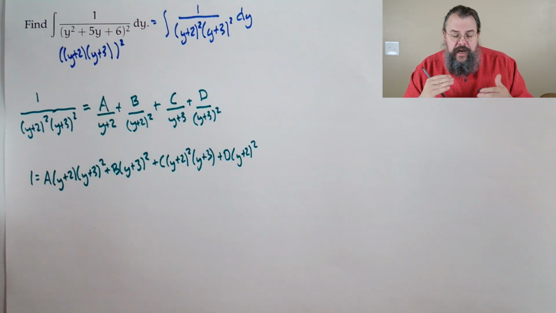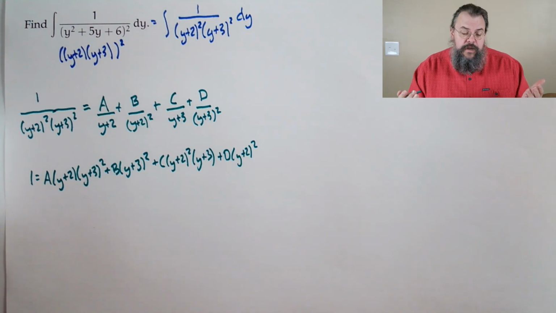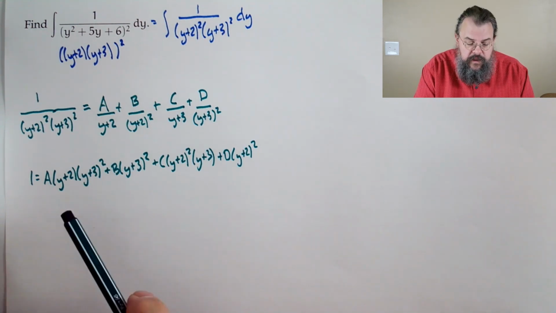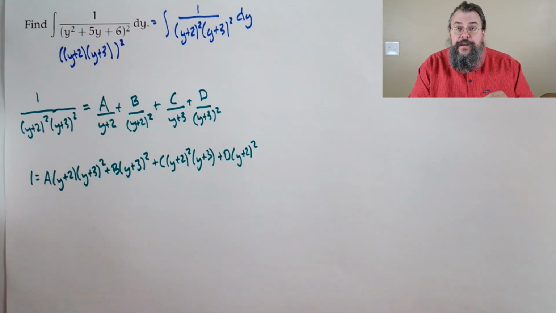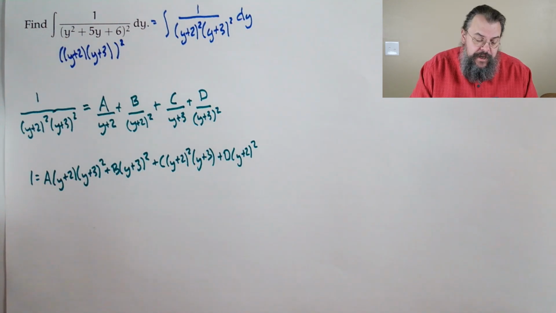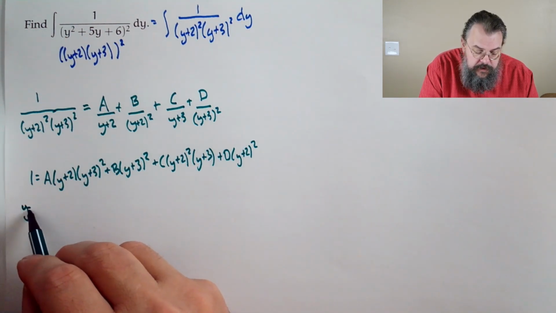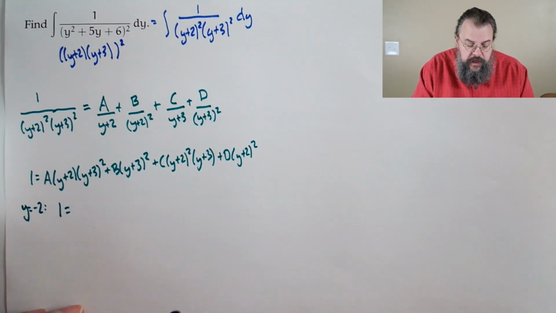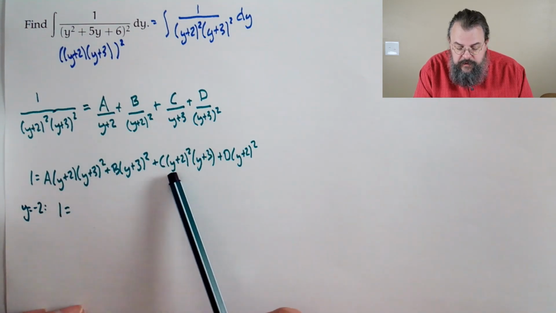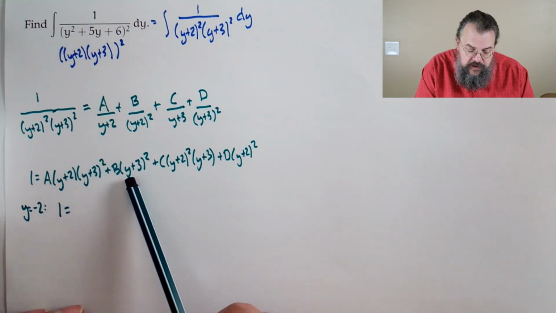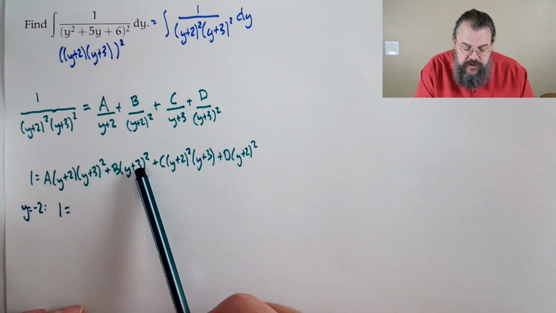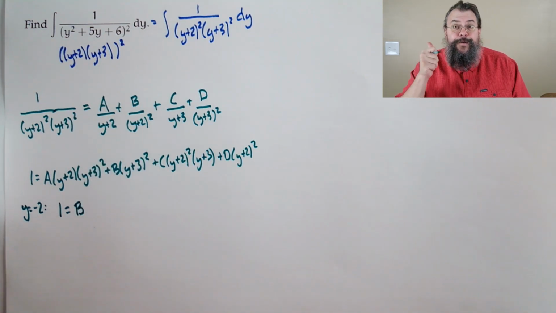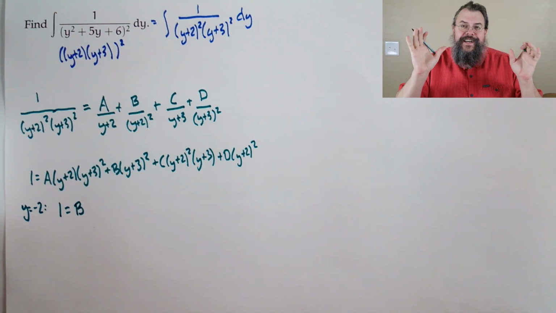So here, the kind of thing that would make our life easier is if we chose y to be -2, right? Because that would make any term with a y plus 2 in it go away. Okay, so y equals -2. We'll get 1 equals, and now that term goes away, that term goes away, that term goes away. The only thing that doesn't go away is this term. So that's -2 plus 3, which is 1 squared. So that leaves us with b. All right, we did it. We found b. Woohoo!